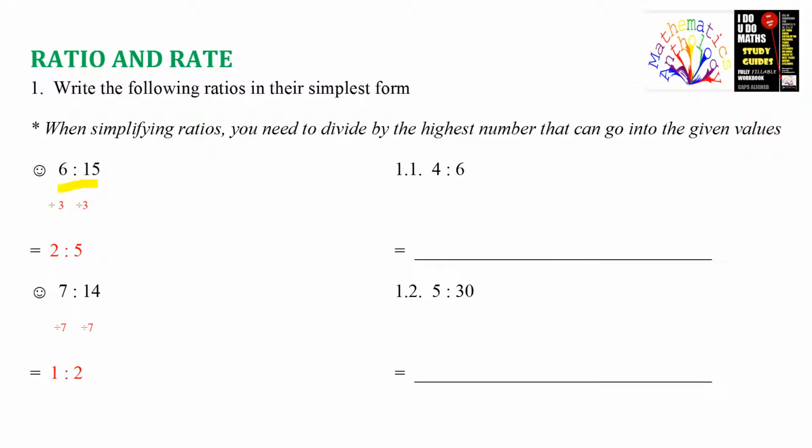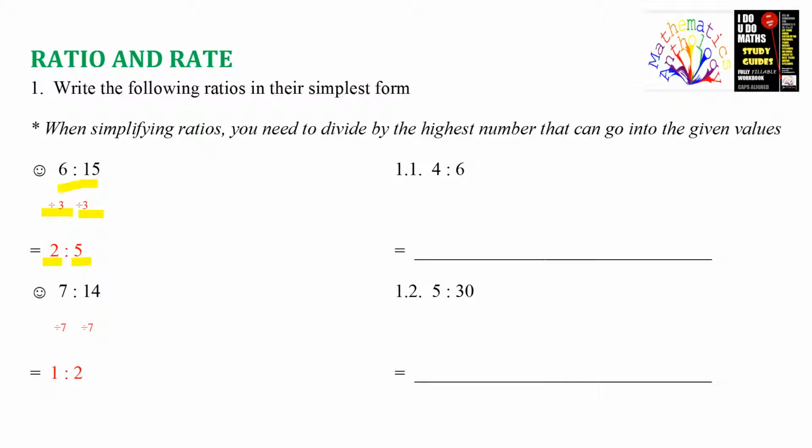So if we're simplifying this ratio, we need to look for the highest number that can go into both of these. So in other words, the highest common factor. So let's see. The factors of 6 we need to look at, the factors of 15 we need to look at, and if we look at the highest common factor of those two, we'll get the highest common factor of 3. So 6 divided by 3 will give me 2, and 15 divided by 3 will give me 5. So 6 is to 15 can be simplified to a ratio that is 2 is to 5.